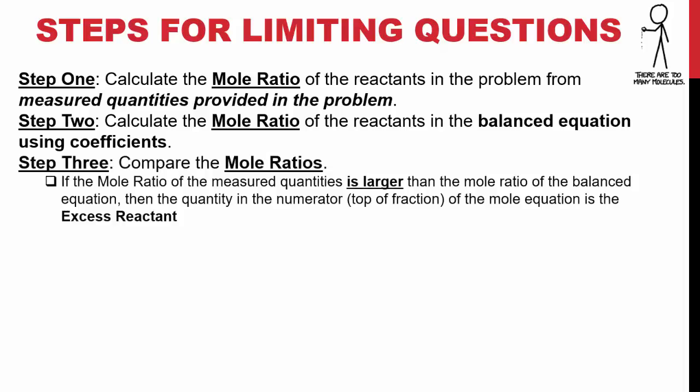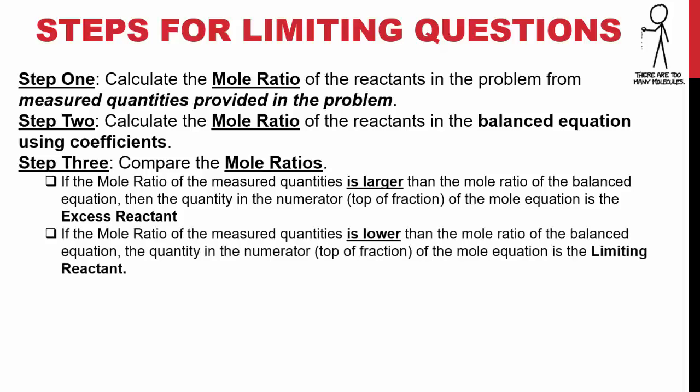The third step is going to be the complex step. You have to now compare the mole ratios. If the mole ratio of the measured quantity is larger than the mole ratio of the balanced equation, then the quantity in the numerator, the top of the fraction of the mole ratio, is what we call the excess reactant. If the mole ratio of the measured quantities is lower than the mole ratio of the balanced equation, the quantity in the numerator, again the top of the fraction, is your limiting reactant. So all we're doing is making ratios and comparing them to each other to see which one is larger or smaller.